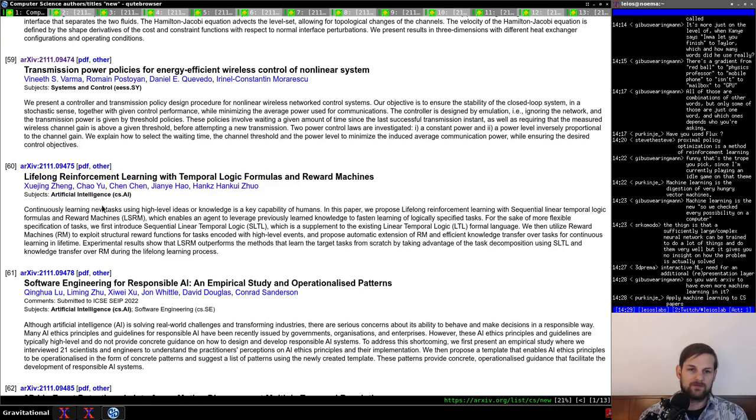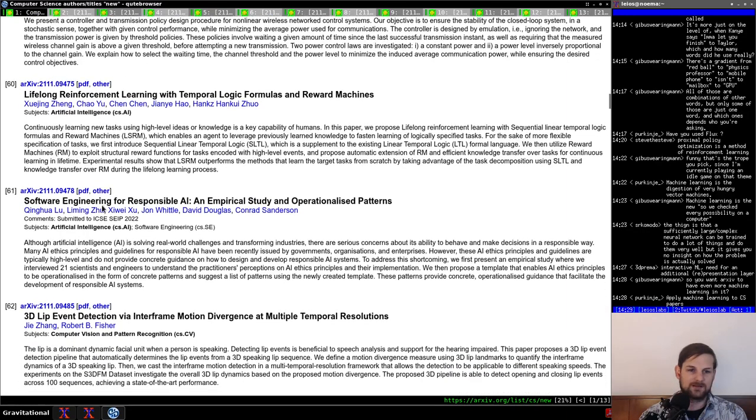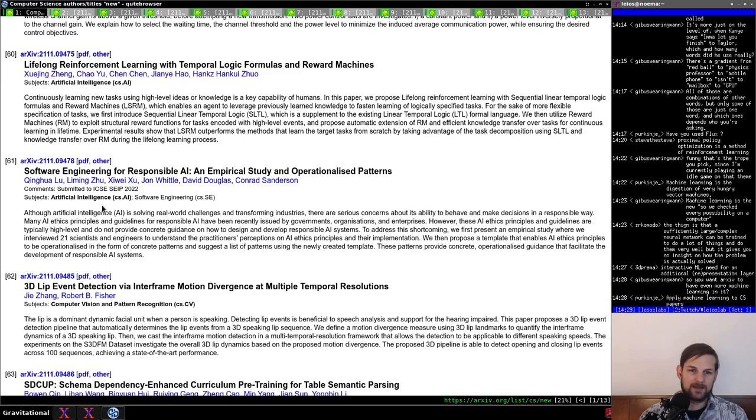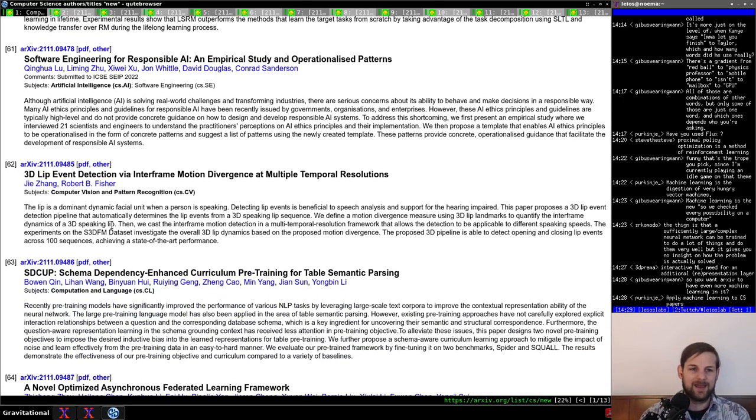Lifelong reinforcement learning via temporal logic formulas and reward mechanisms, software engineering for responsible AI, an empirical study and operationalized patterns. This one's like one of those CS papers that you kind of want to read because it's like, oh, this could be interesting, but I don't want to go into it. 3D lip event detection via interframe motion divergence at multiple temporal resolutions. Is this just like reading people's lips?